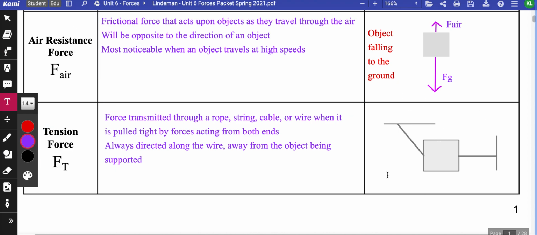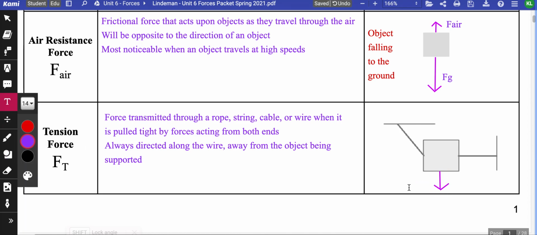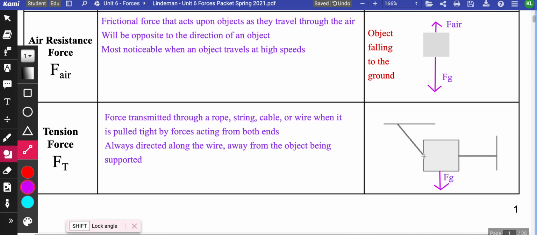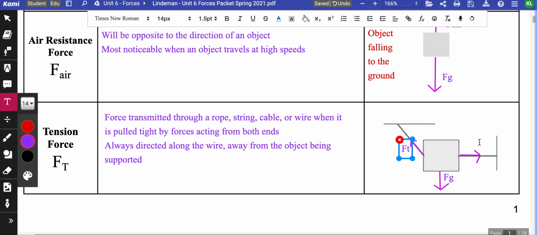So we have this object that is being held up by two different cables. We are on planet Earth, so I'm going to first label this Fg. We then have our tension forces. So I have one that is pointing in this direction. And again, these are always along the wire. And the other that is like this. So Ft, Ft.